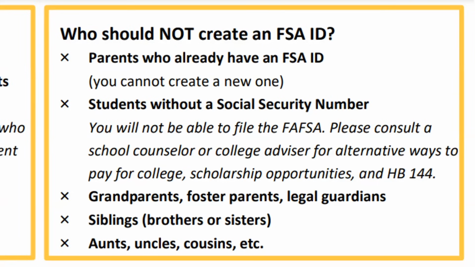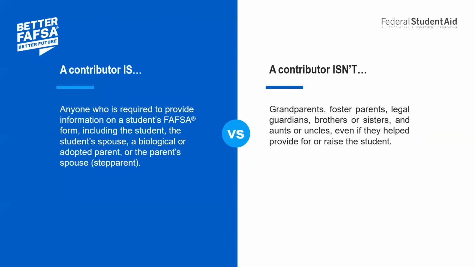Furthermore, grandparents, foster parents, and legal guardians should not create an FSA ID. Only biological or adoptive parents are required to do so. Additionally, siblings, aunts, uncles, cousins, and similar relatives do not need to create an FSA ID. Again, from federal student aid, a contributor is considered anyone such as the student's spouse, biological or adoptive parents, or the parent's spouse, which could be step-parents, in situations of remarriage.